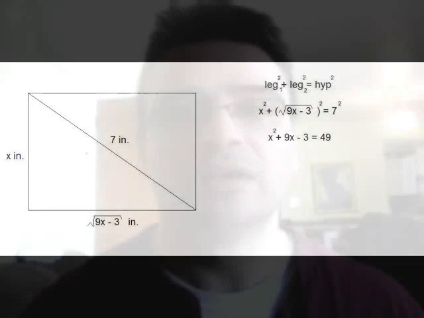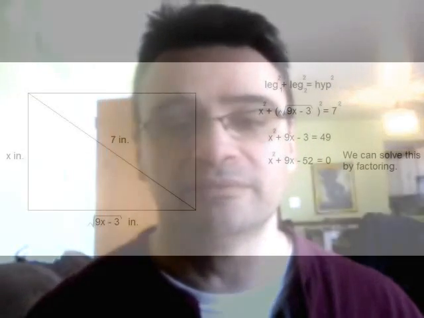We can use the Pythagorean theorem to generate an equation containing x. I'll give you that equation, and I'll simplify it a little bit. As you can see, the resulting equation is a quadratic equation. That means we would use quadratic equation methods in order to solve it. I'll show you the steps to do that.